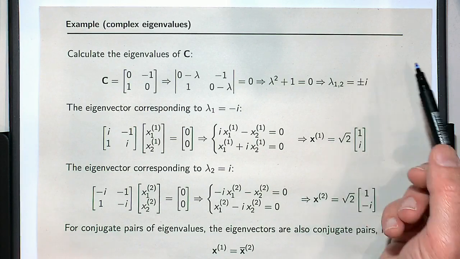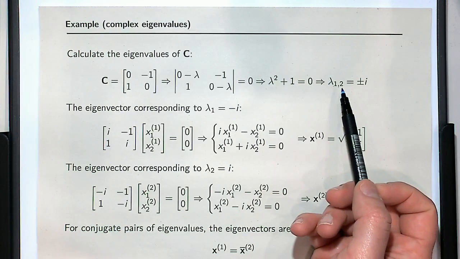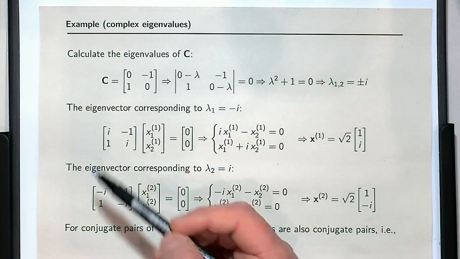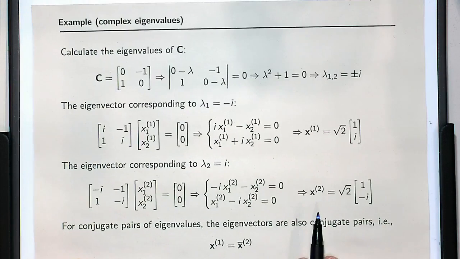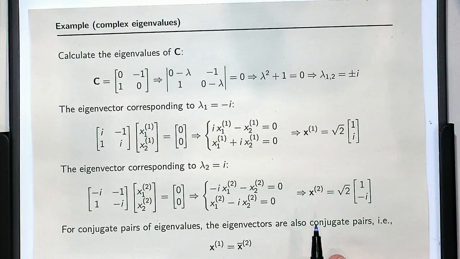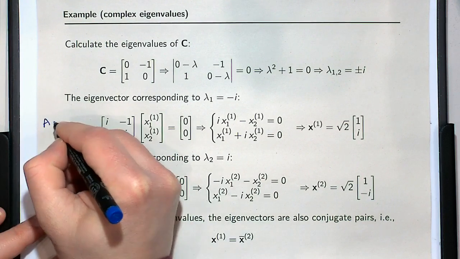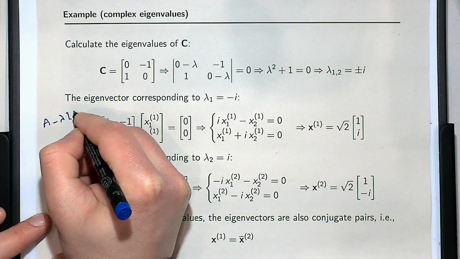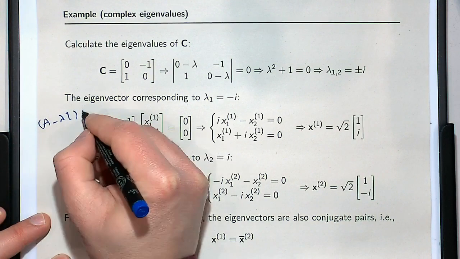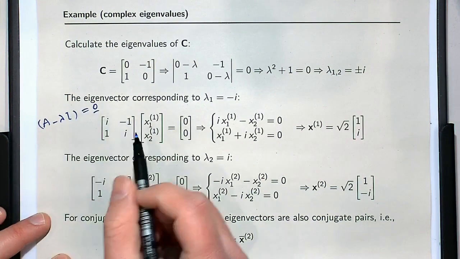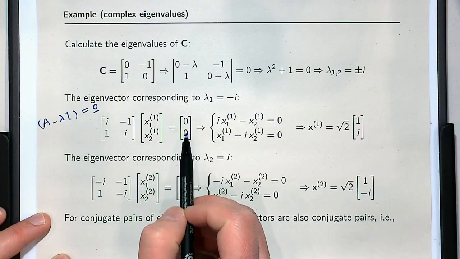So we get complex eigenvalues from a real matrix. Since this is a simple case, I'm going to show the procedure for calculating the eigenvectors. We have two eigenvalues, so one by one we have to plug them into the definition (C minus lambda I) x equals 0. This is the zero vector, and it's two-dimensional.